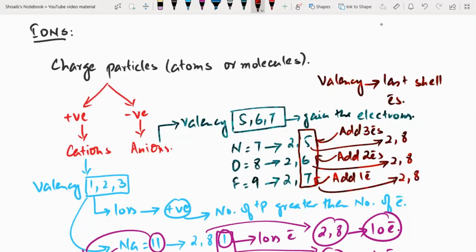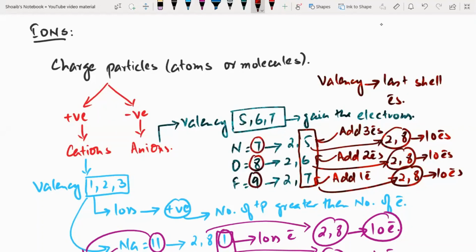So here the total number of electrons is 10 in each case. These 10 electrons are more as compared to the atomic number. There is no change in the atomic number. The atomic number remains the same, but the number of electrons is increasing.